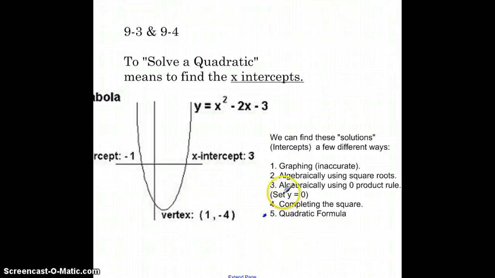Okay, we've done completing the square. We've done all these other ones. We know how to graph parabolas. We've talked about how to use square roots. We've done those examples. We've done the zero product rule and completing the square. And now we're up to the quadratic formula.